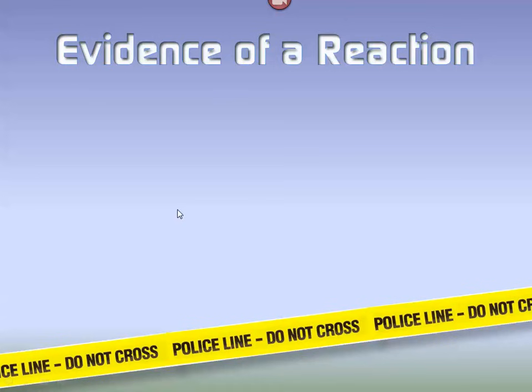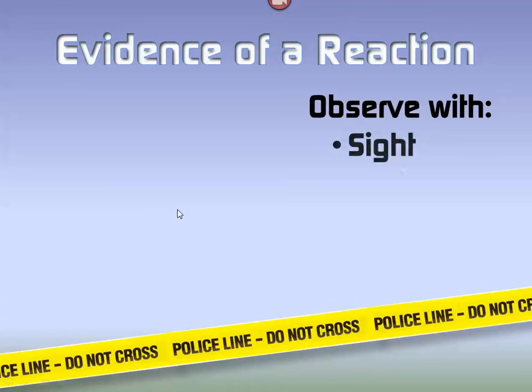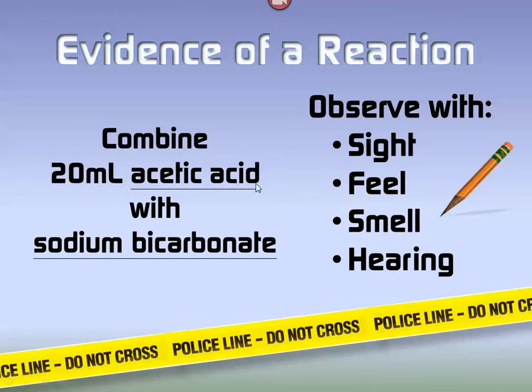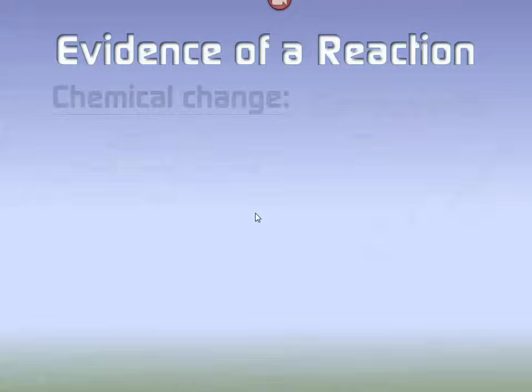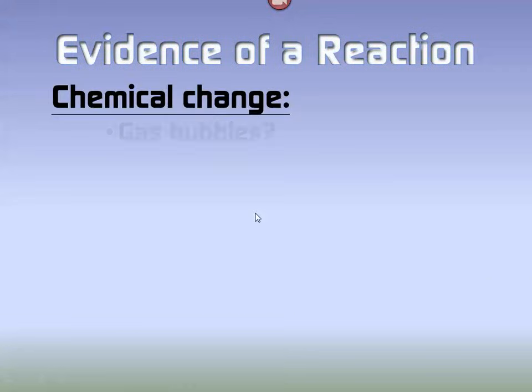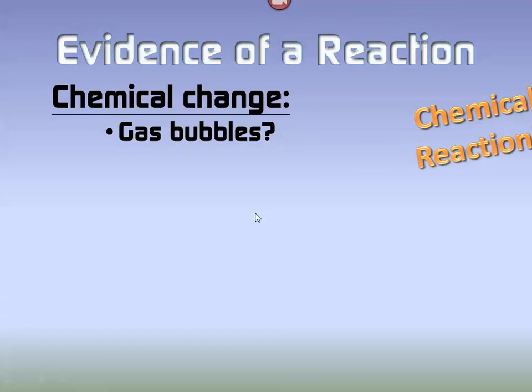All right, so in class we observed with various senses, and we combined acetic acid, which is vinegar, with sodium bicarbonate, also known as baking soda. That's right, sodium bicarb, as it's called in the business. And we combined those, and we saw all kinds of stuff going on. In fact, we saw things like gas bubbles, as you would imagine.